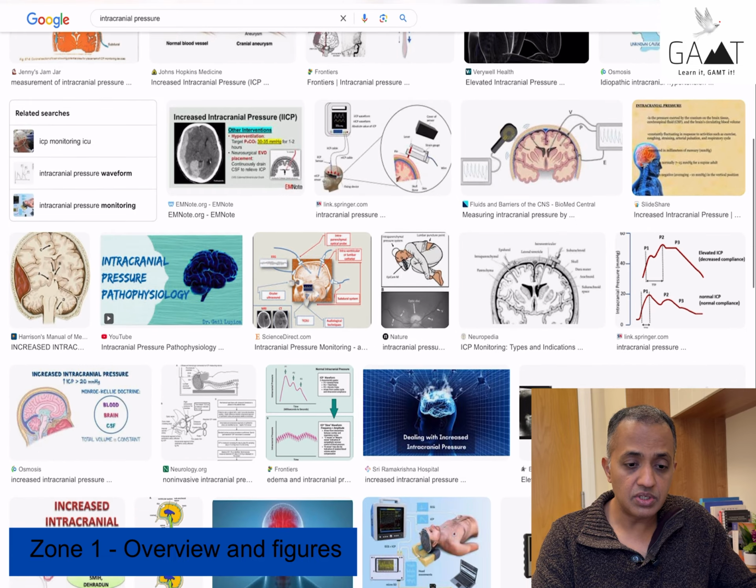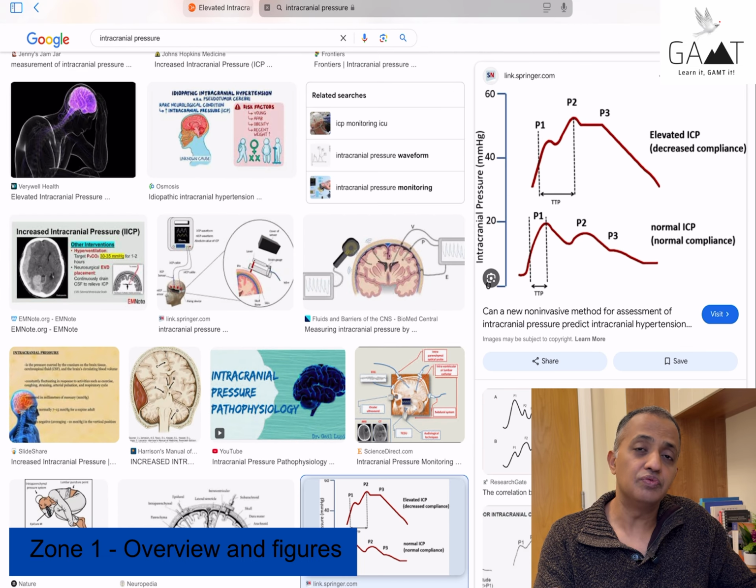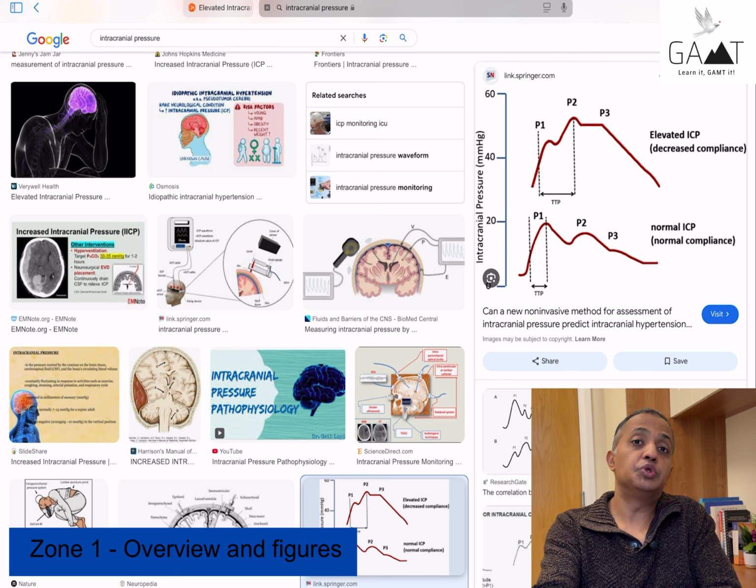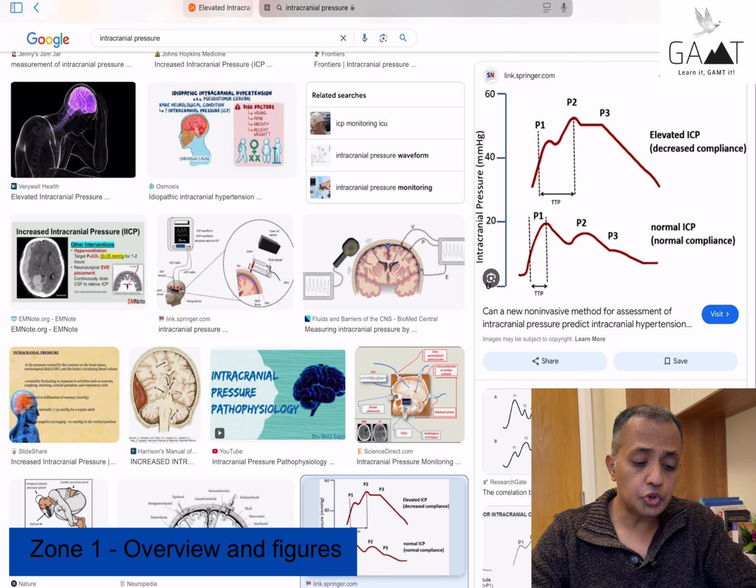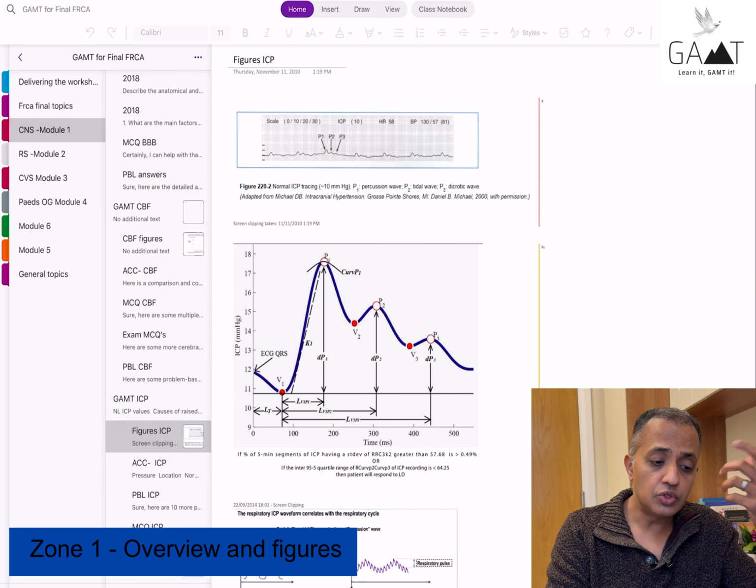So let's take a look at the images here. For example, this image is very interesting. That's very good for anesthesia students because P1, P2, and P3 can be asked in MCQs or in exams. So how do I do it? I've used OneNote for all my educational activities. So this is what I have for figures.